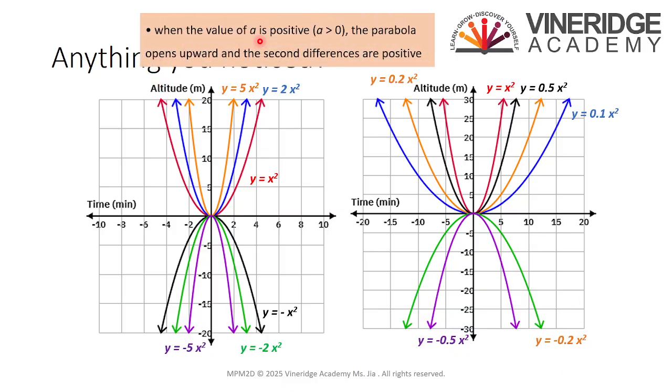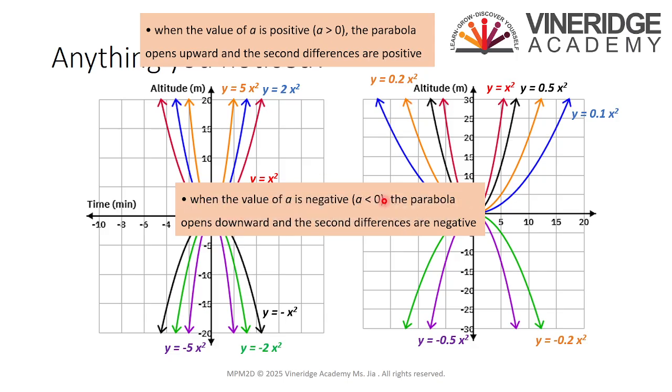So when the value of a is positive, so a is greater than 0, the parabola opens upward, and the second differences are positive. Okay, so if your second differences are positive, then you have a positive a value, and your parabola is opening upward. When the value of a is negative, in these cases, the parabola opens downward and the second differences are negative.